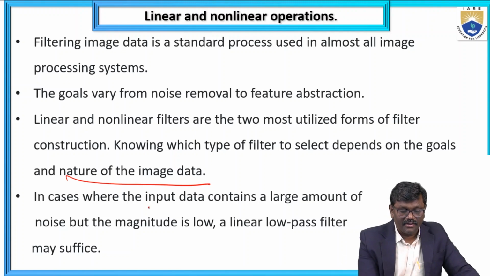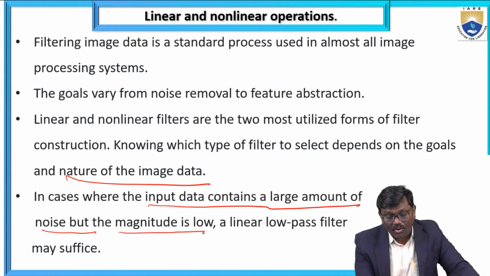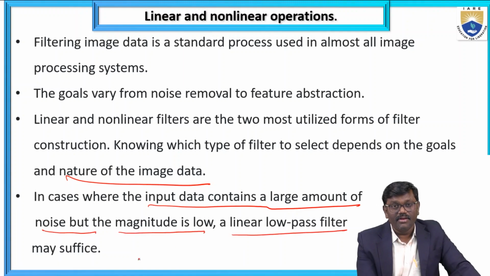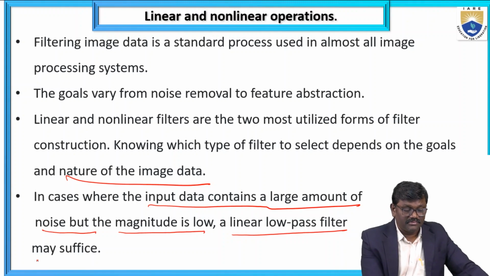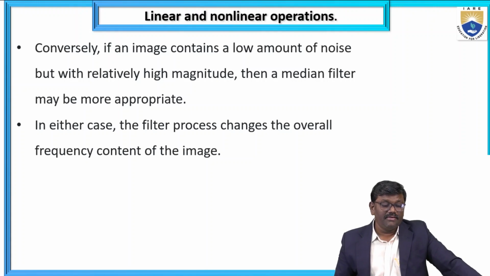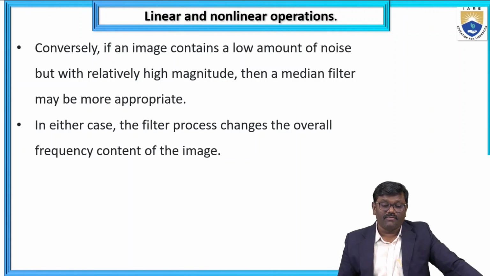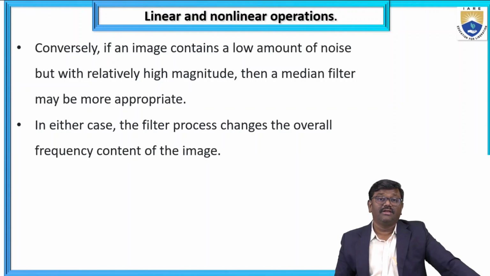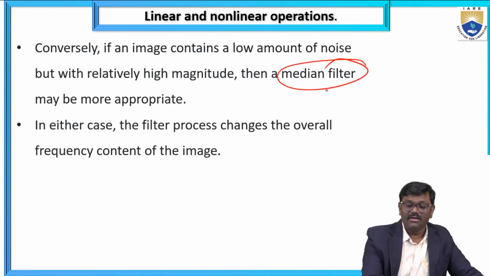So if the input data contains a large amount of noise but the magnitude is low, a linear low pass filter may suffice. Conversely, if an image contains a low amount of noise but with relatively high magnitude, then processing with a median filter may be more appropriate. In either case, filter processing changes the overall frequency content of the image.